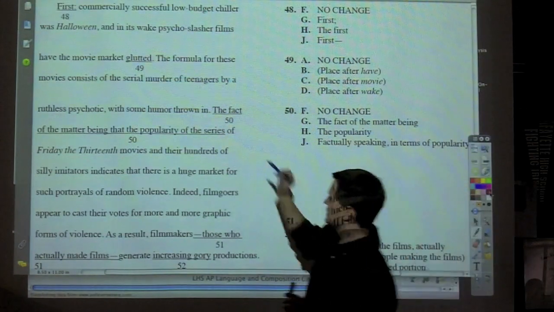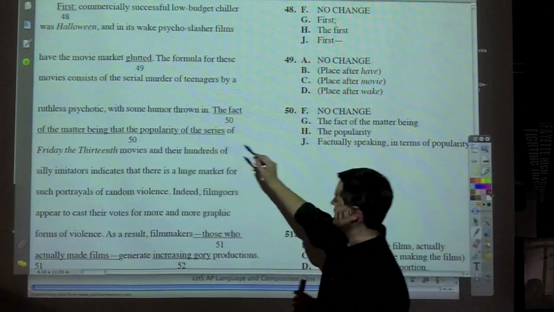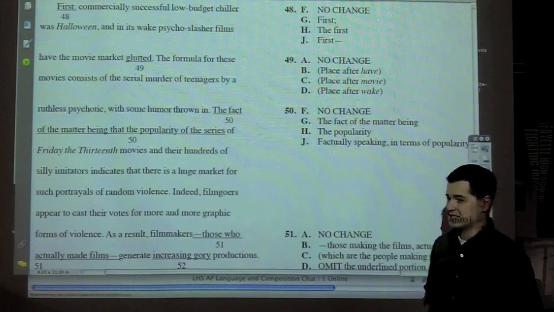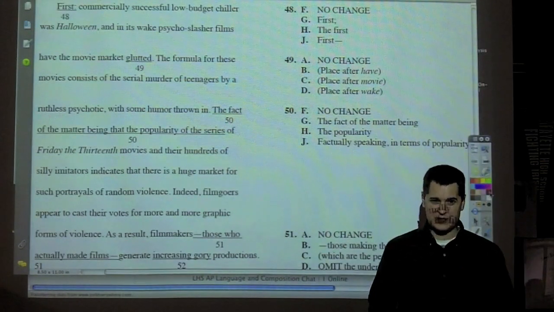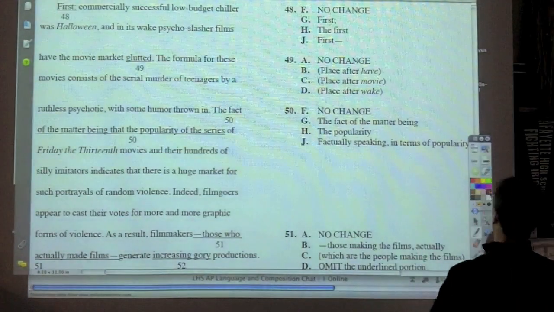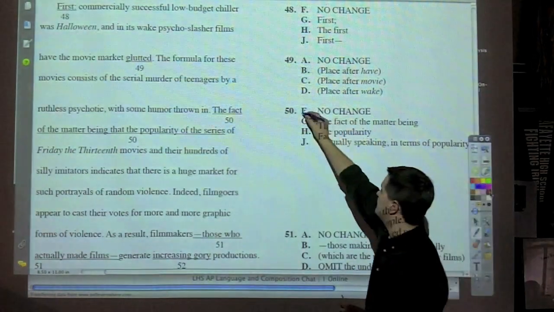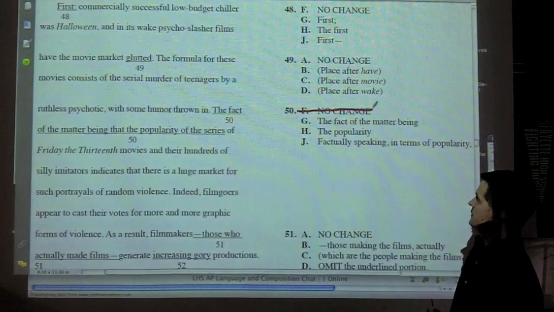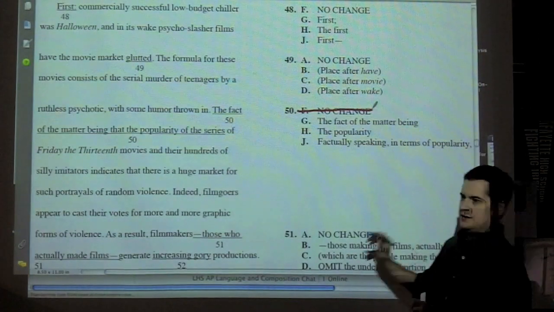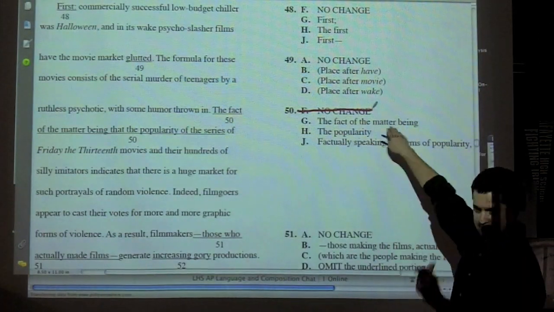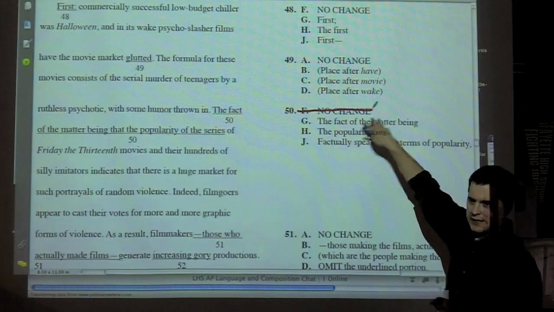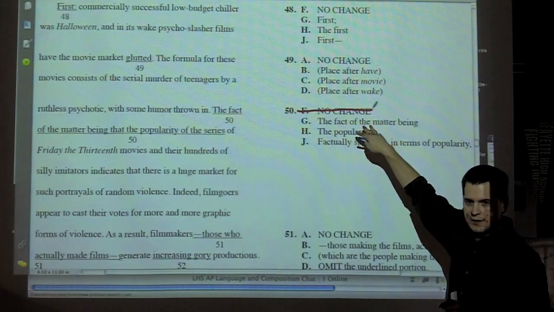Again, let's look at this. The fact of the matter being that the popularity of the series. Do you guys think that that's a little bit too wordy? Yeah. Do you think that we could pretty much safely eliminate F as an option? Oh, yeah. I think that we probably should. So let's eliminate F. It's gone. What about G? Just at a quick glance. Look at G. Don't even read it. At a quick glance, what do you think?